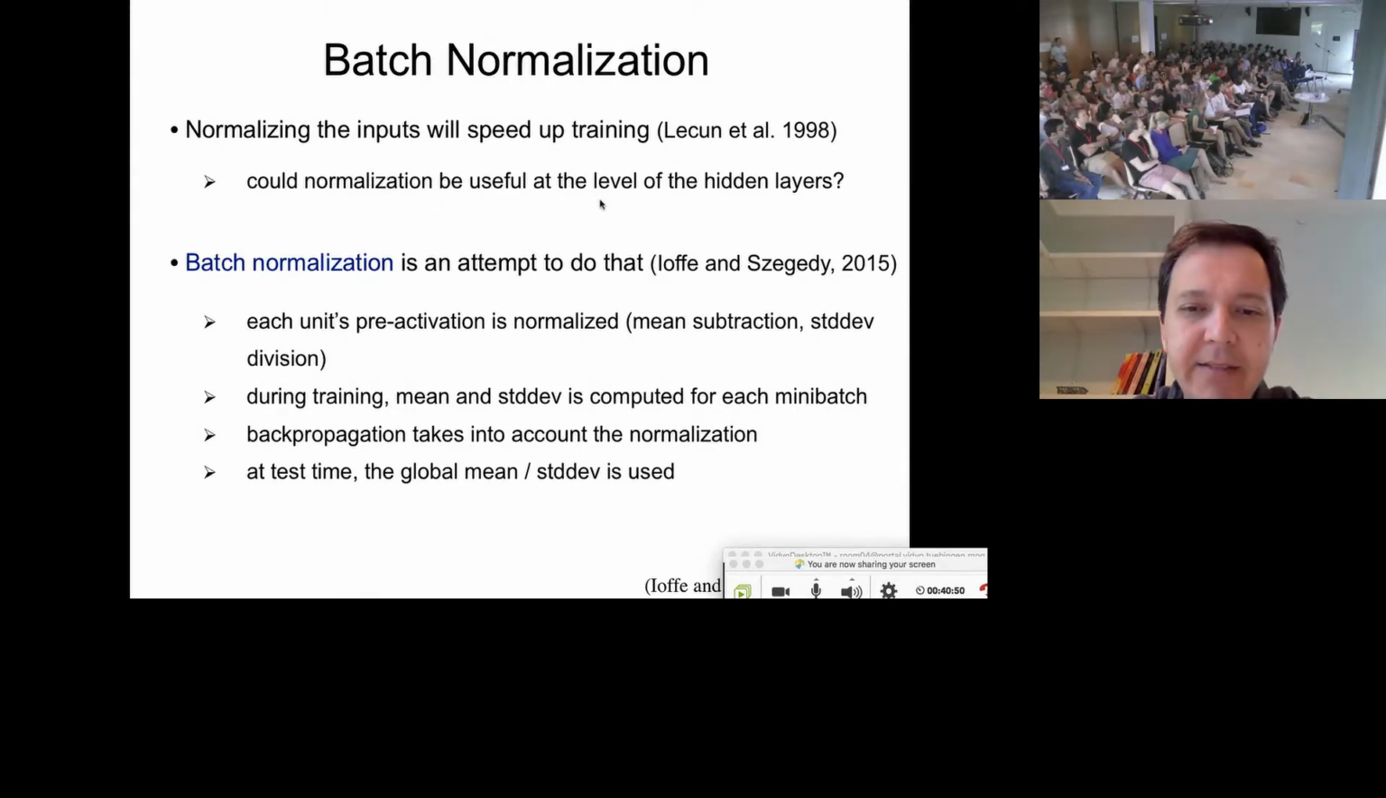During training, mean and standard deviation is computed for each mini batch. So you have a mini batch, you compute the mean and standard deviation, and the backpropagation takes into account the normalization, because the mean and standard deviation actually is a function of the mini batch. So you have to do backpropagation through the mean and standard deviation calculation. And at test time, you just compute global mean and standard deviation. So you pass all your training data through the network, and you compute the mean and the variance of every single hidden unit. And that's what you're going to be using at test time.